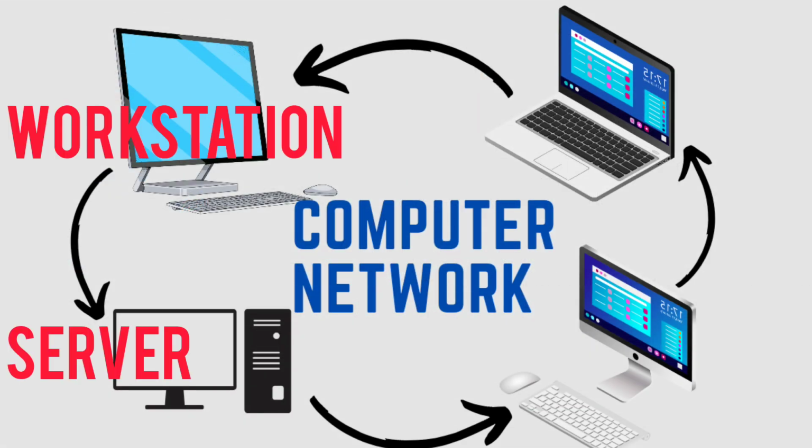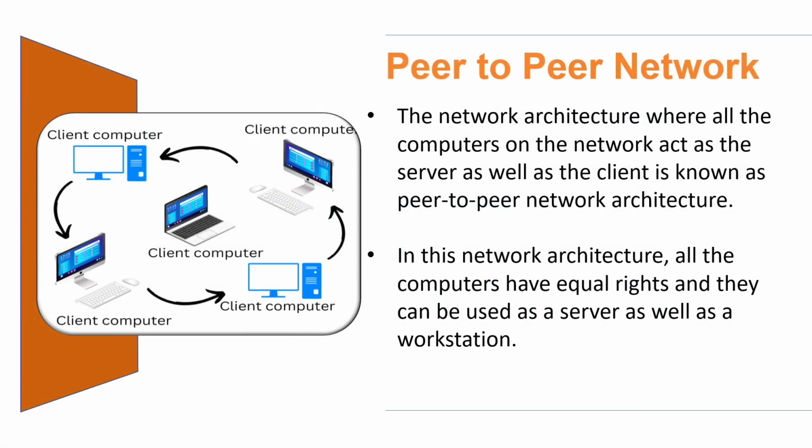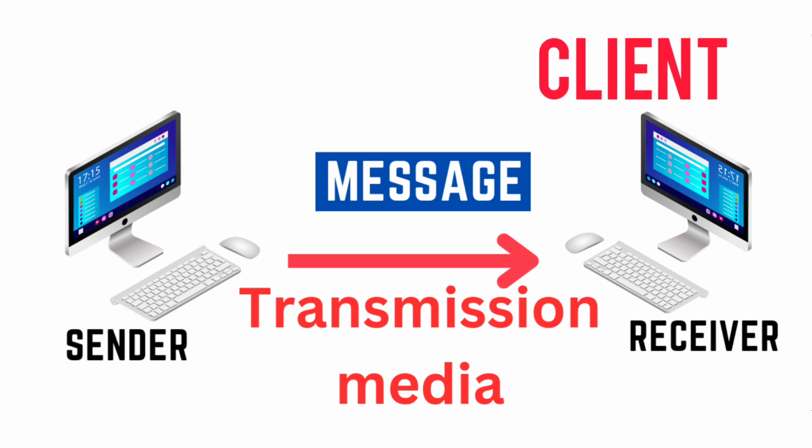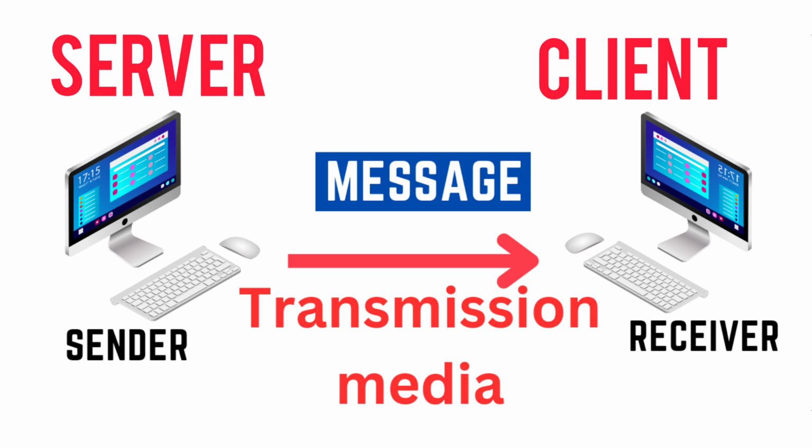as a workstation. So in the peer-to-peer network architecture, all the computers that are in the network have equal rights. They can be used as the server or as the client. If one computer is requesting the data, at that time it is the client computer, and if it provides the data to other computer, it is the server computer. There is no central server in this type of network architecture.